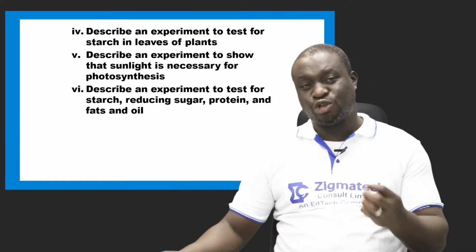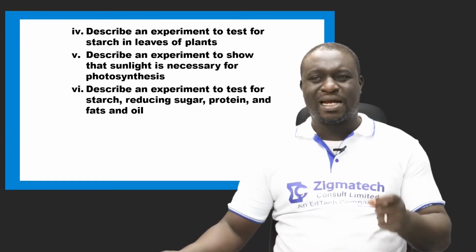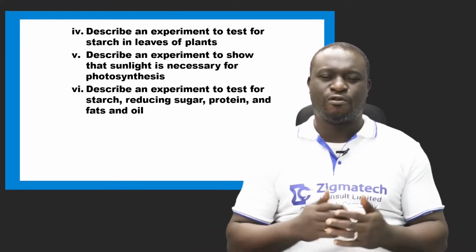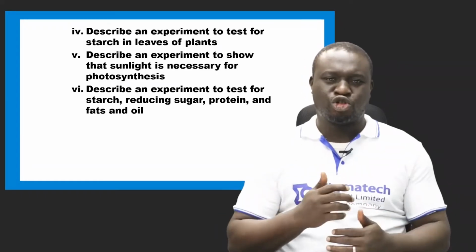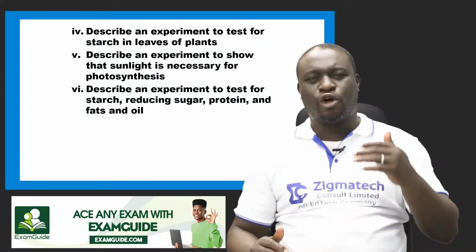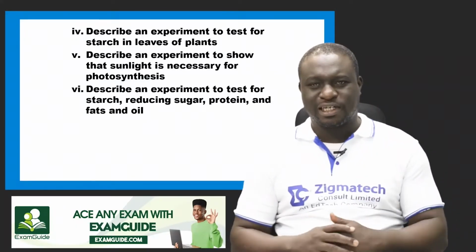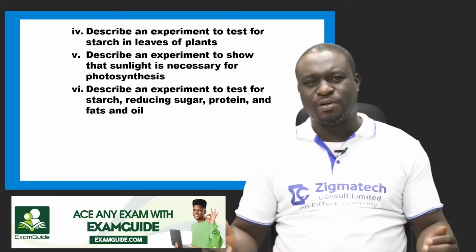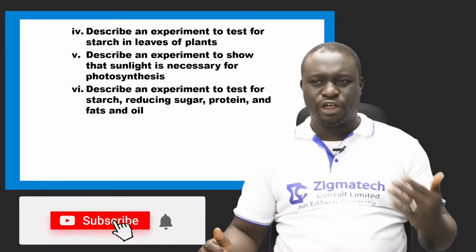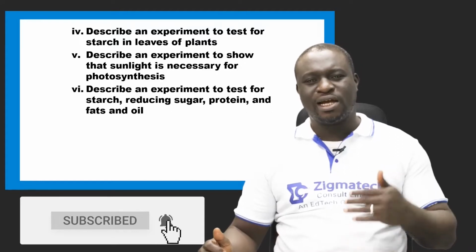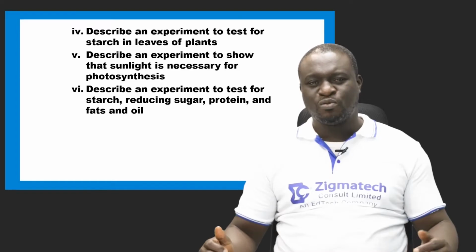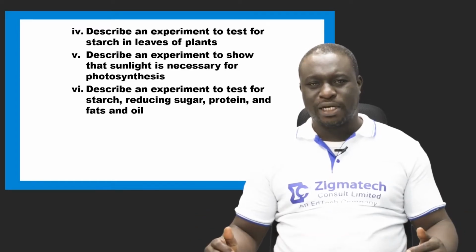And then number five, you should be able to describe an experiment to show that sunlight is necessary for photosynthesis. And also you should be able to describe an experiment to show that chlorophyll is also necessary for photosynthesis. And then finally, you should also be able to describe an experiment to test for starch, reducing sugars, protein, fats, and oils in food substances. Okay? Now, these are the things we're going to be looking at.